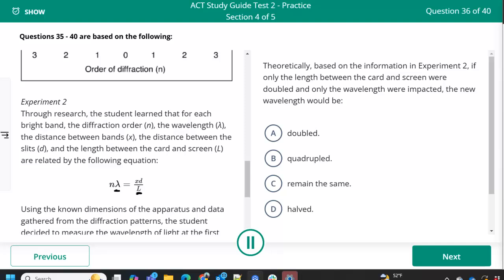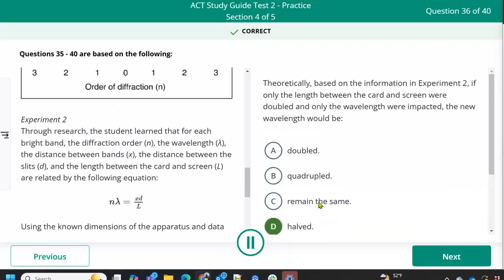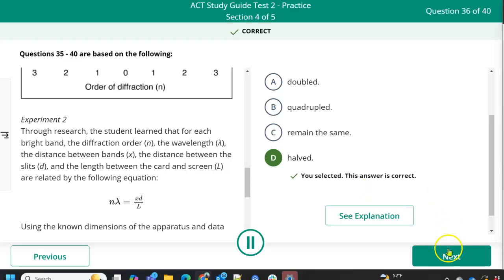bands. Now, we're going to double, I'm sorry, the length between the card and the screen. We're going to double the length between the card and the screen. Well, if we do that, so this would be times 2, it's going to cut the wavelength in half. So let's go with that. Okay.